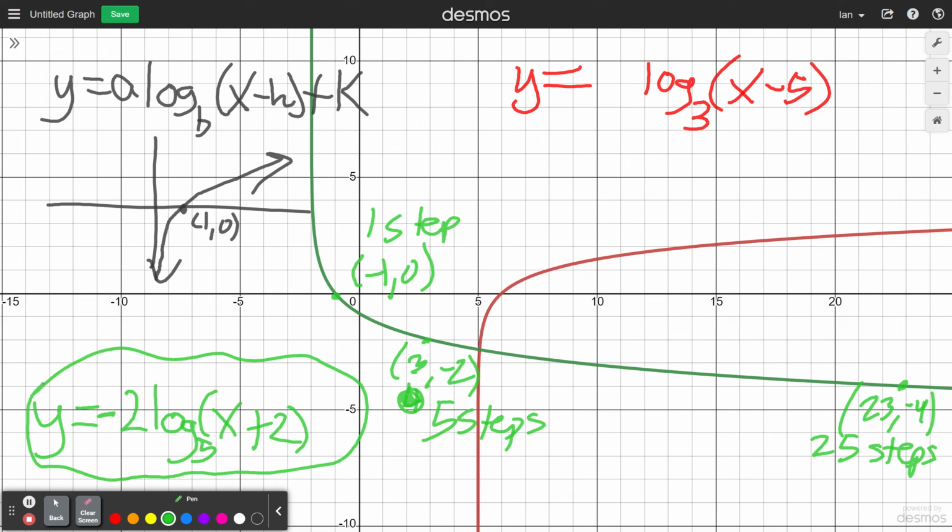To be honest with you, it is a challenge to figure out the equation of a log graph based solely on the graph. So a lot of times what you would see instead is a multiple choice. And then you're looking at, okay, where's the asymptote? Is it vertically flipped? And then maybe a couple other things on there.